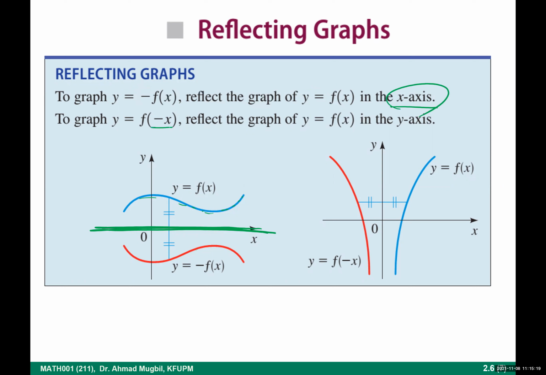Now, if we replace x by negative x, not y by negative y, what will happen? If x was positive and we multiply by negative, what was on the right of the y-axis will be on the left, and vice versa. For example, if you have here x and f of x, this will be negative x and f of negative x, where y is the same. It is unchanged. In that case, we have a reflection in the y-axis.